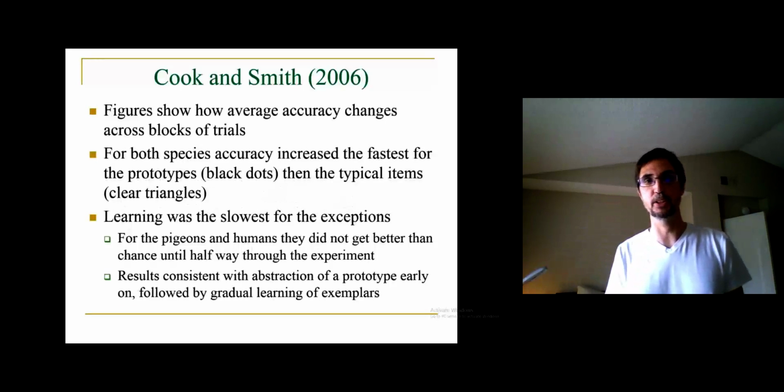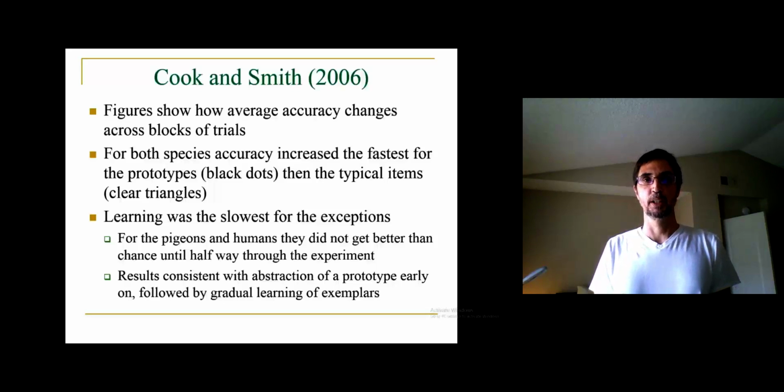Okay, so the figures show how average accuracy changes across blocks of trials. And for both species, accuracy increased the fastest for the prototypes, which are indicated by the black dots, and then the typical items, which are the clear triangles. And the learning was the slowest for the exceptions. Right, so for both species, they didn't get reliably better than chance until about halfway through the experiment. And what they argue is that this shows that both species acquired a prototype very early on. Right? They abstracted a prototype very early on, and then there was a gradual learning of the exemplars that are exceptions to the rule. And this suggests that they have two modes of categorization.